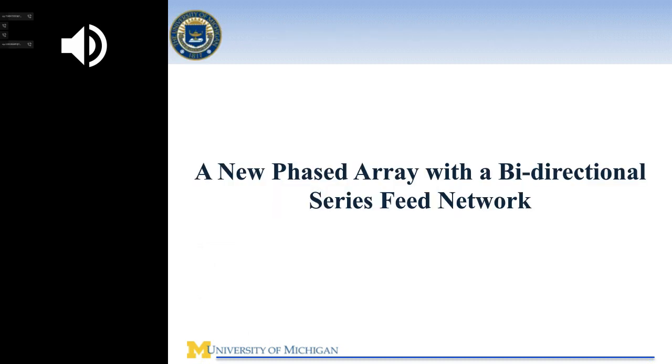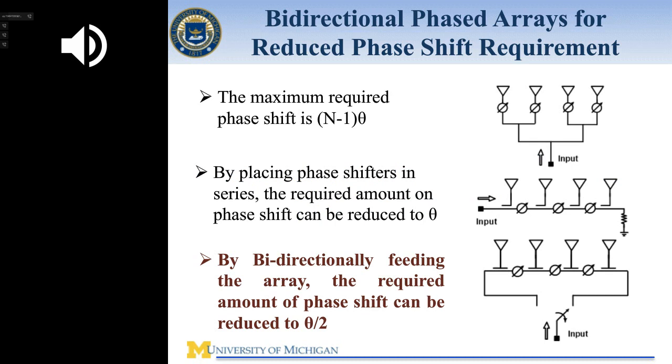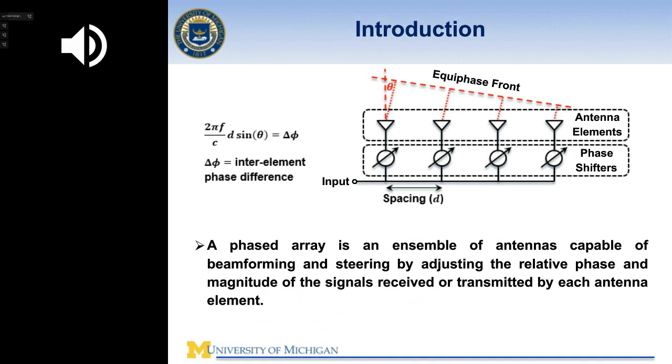So we'd like to now get into the second idea, using a bidirectional series feed network, reducing the complexity of the array. As mentioned previously, in a corporate feed network, you need a single phase shifter per antenna element, and to achieve a certain amount of scan range, you need to provide a certain phase progression that was provided by this formula. I'm referring, going back to graph 3, to the formula on the top left side.